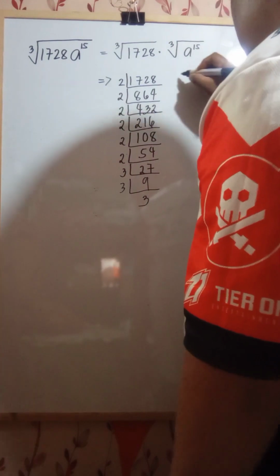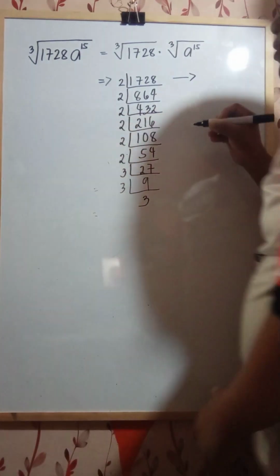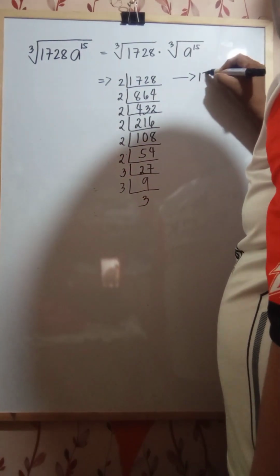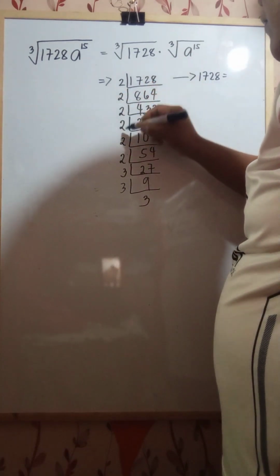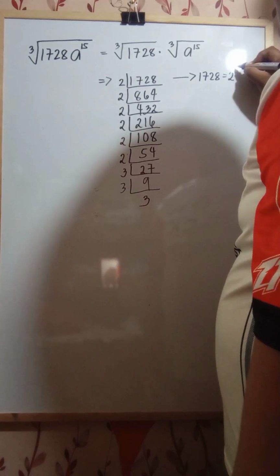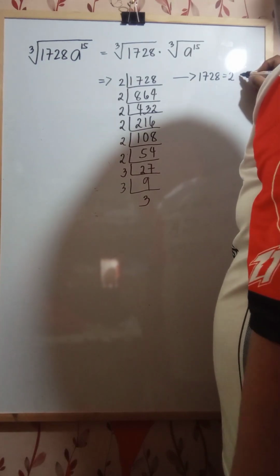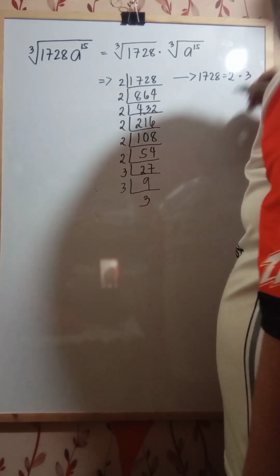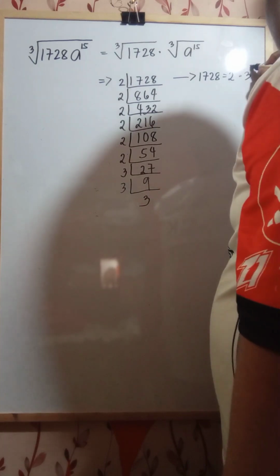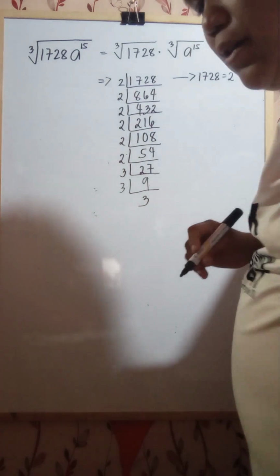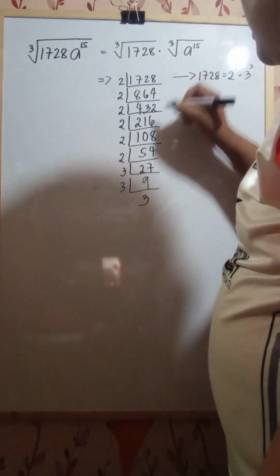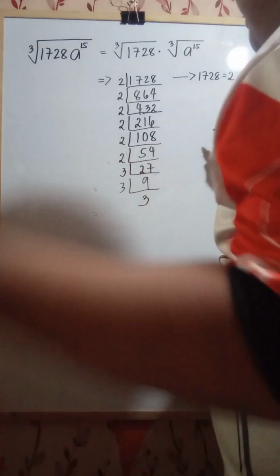So I'm going to write 1728 equals six 2s, so that is 2 to the power of 6, then times 3 cubed. Okay? If we're going to extract that, I'll erase this.